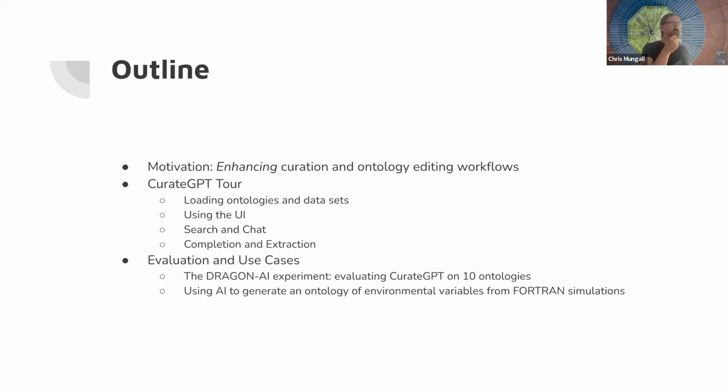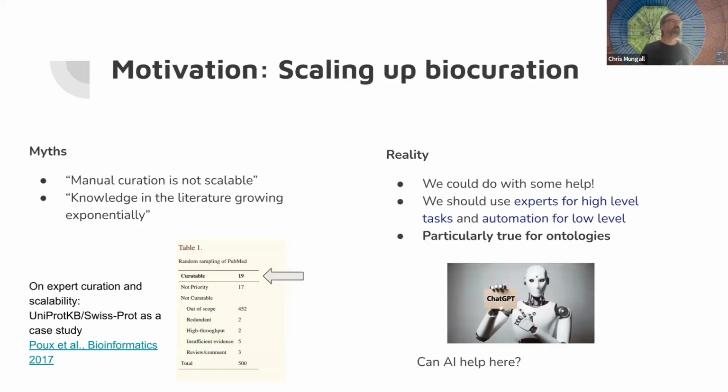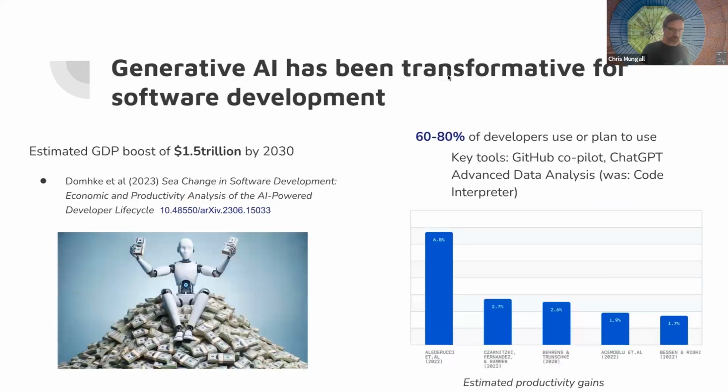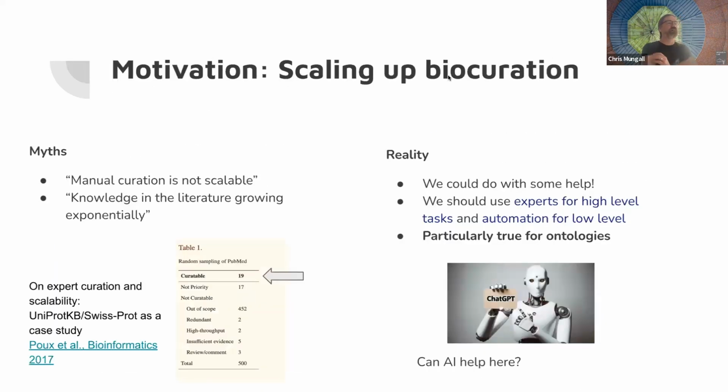And then I'll close by giving some preliminary results of an evaluation of applying CurateGPT to 10 different ontologies, and also a project here at Berkeley Lab where we're using it to generate an ontology of environmental variables. But yeah, just to set the scene as to why we're doing this.